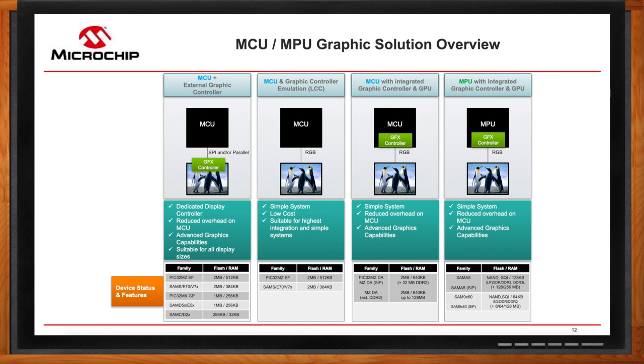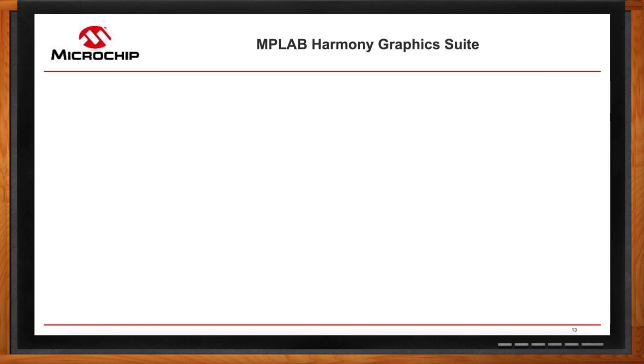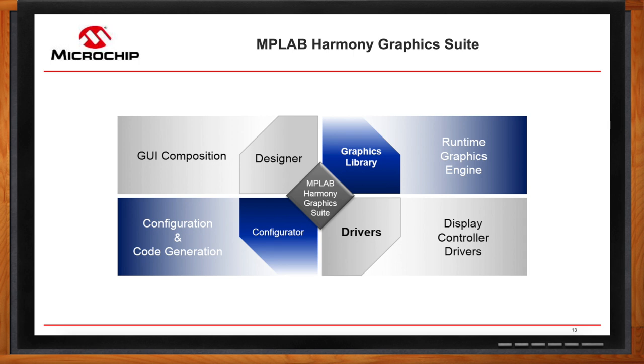Outstanding. Let's do that. So MPLAB Harmony Graphics Suite is actually four components put together all under one roof, the MPLAB Harmony roof, to simplify your graphics design and your graphics development. Again, the key here is to reduce and remove all of the tedious, difficult C coding and get you directly to making awesome graphics that your customers are going to love, and to getting those done quickly in as few iterations as possible.